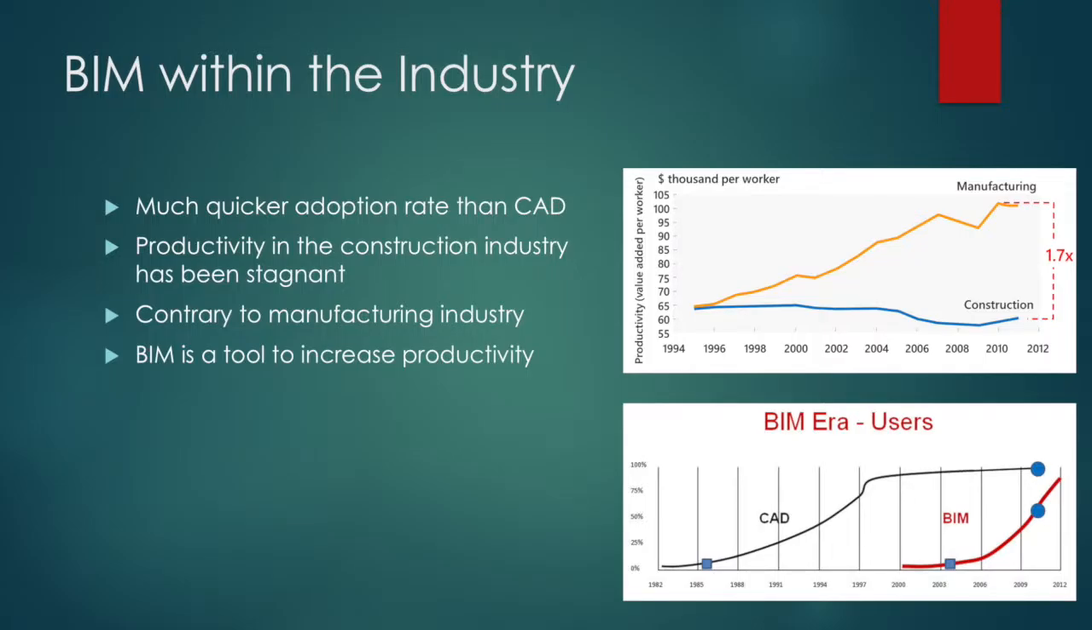The manufacturing industry has increased its productivity by 1.7 times that of the construction industry since the 1990s. This is due to automation and advanced software that has come about in the manufacturing industry. In construction, building information modeling is the answer to higher productivity and lower costs. As shown in the bottom graph, those within construction have realized the value of BIM and its capabilities, and it is being adopted more quickly than CAD was when it was initially introduced back in the 1980s.